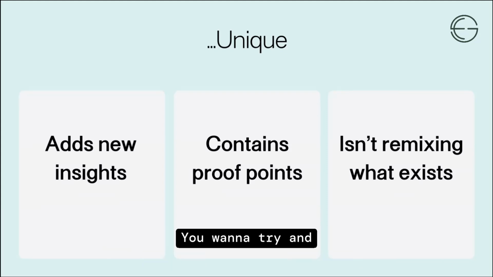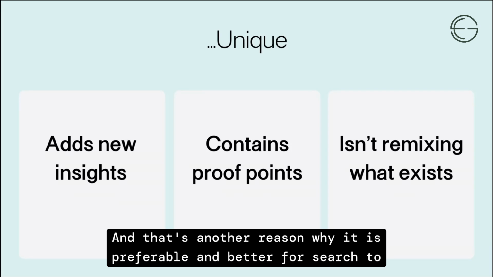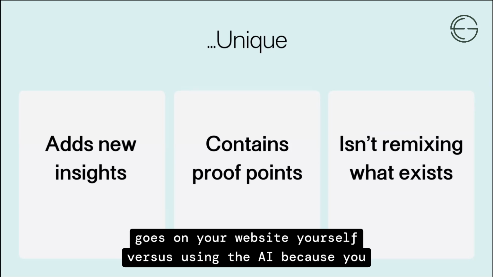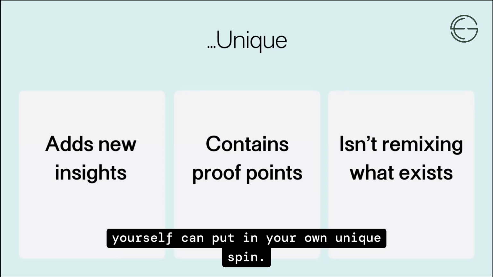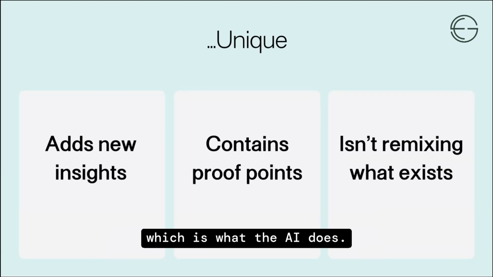So you don't want to do that yourself. You want to try and inject your own opinions and use cases and experience as much as possible. And that's another reason why it is preferable and better for search to write the content yourself, at least write the final draft that goes on your website yourself, versus using the AI, because you yourself can put in your own unique spin. You can make sure that you're not just remixing what already exists, which is what the AI does.